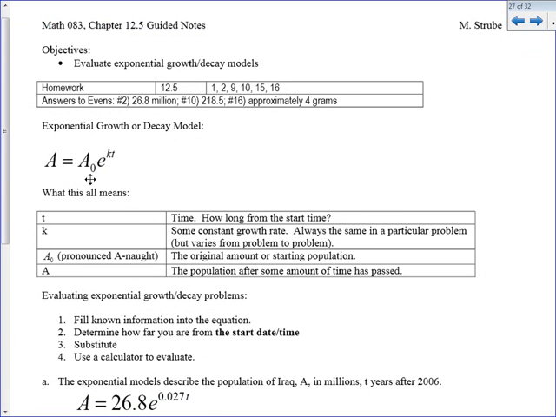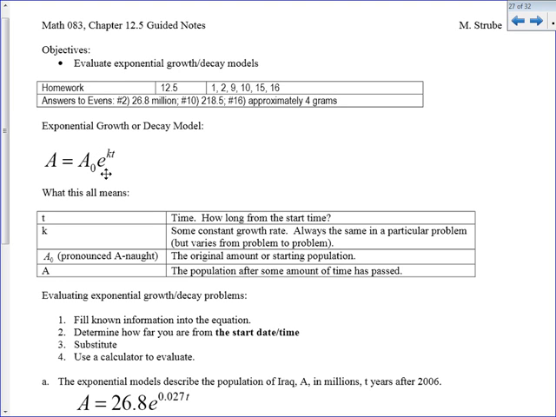This A with the little 0 next to it is pronounced A naught. That's our population at the start. So think of the little naught there as like time 0. So A naught is our population at the start. If you ever need to know the starting population, just look at this number right here in your equation. That's where you started. E is a number.